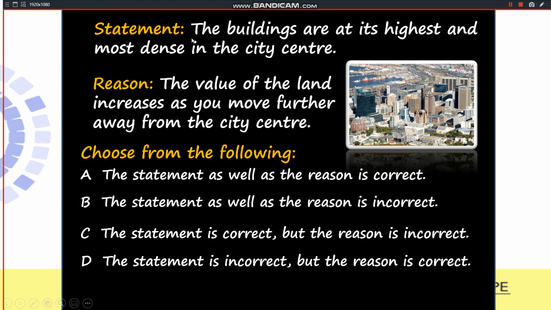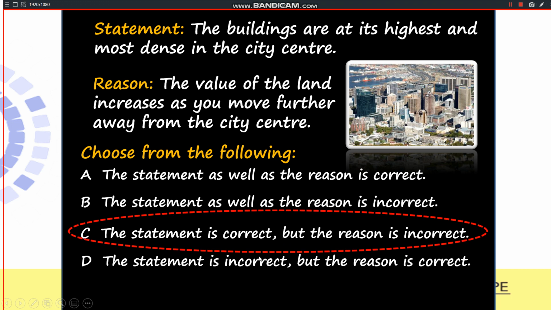The statement that I give is: the buildings are at their highest and most dense in the city center. Then we look at the reason: the value of the land increases as you move away from the city center. Choose from the following. The statement as well as the reason is correct. The statement as well as the reason is incorrect. The statement is correct but the reason is incorrect. The statement is incorrect, but the reason is correct.